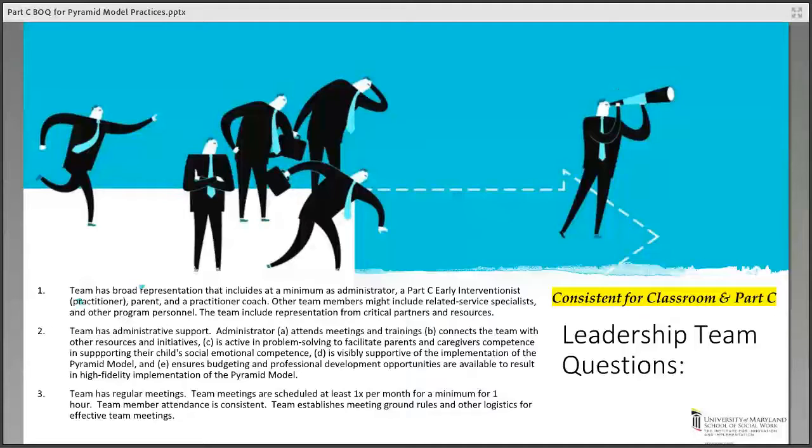Is there visible support of implementation in the pyramid model? Are they ensuring that budgets and professional development opportunities remain available as a result of high fidelity implementation? So it really, the national pyramid folks help inform what they mean by those things, which is, I think, helpful in terms of really rating where you are with implementation.